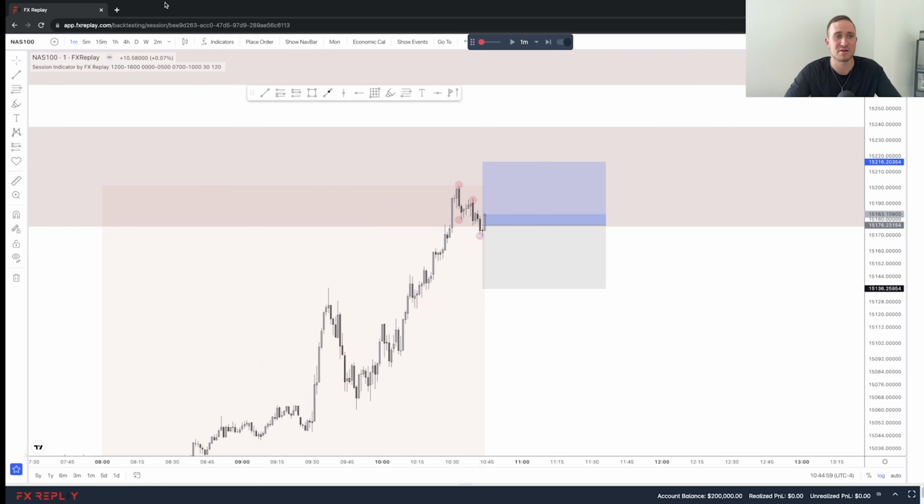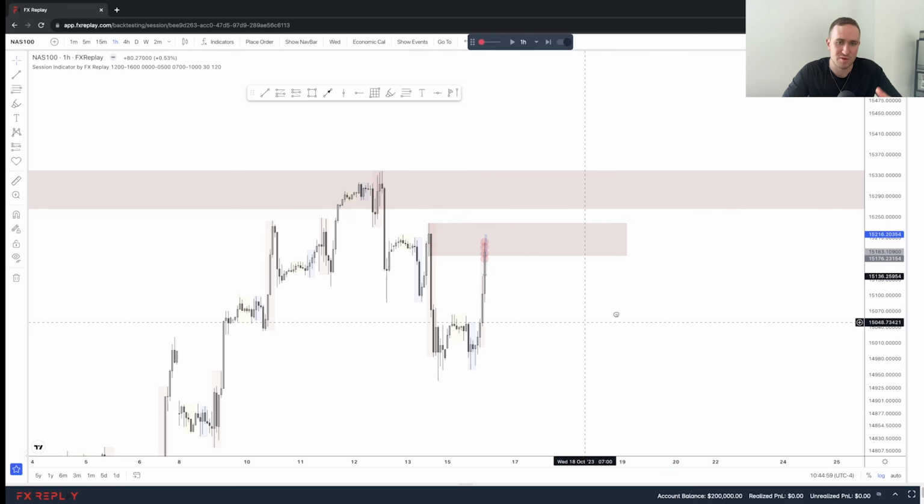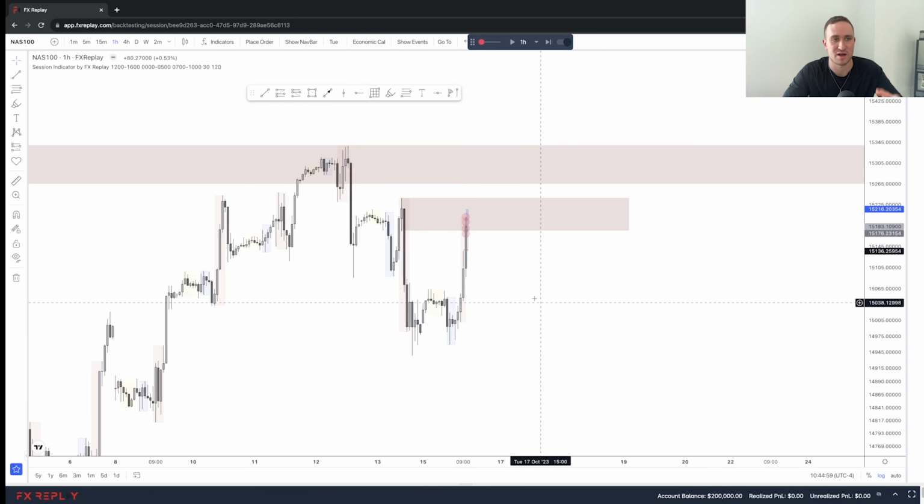So I easily could have just entered on this order block. If you did want to, you would have been completely fine. But I'm new to NAS and I just wanted to see some confirmation out of the area.